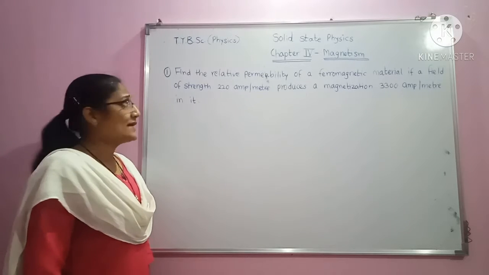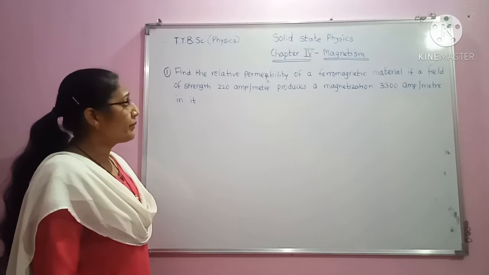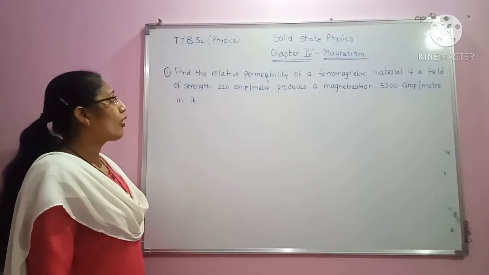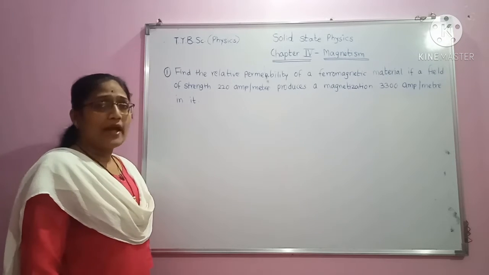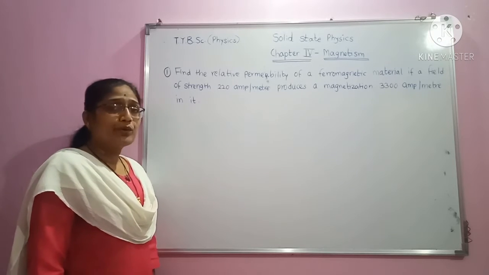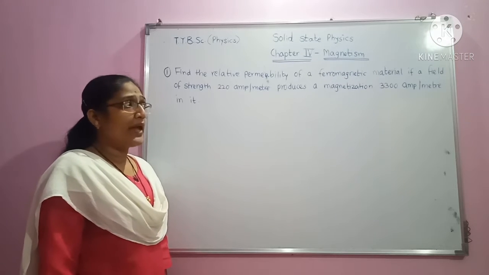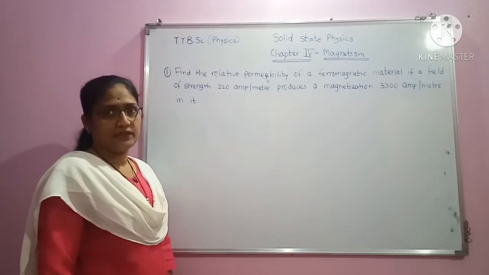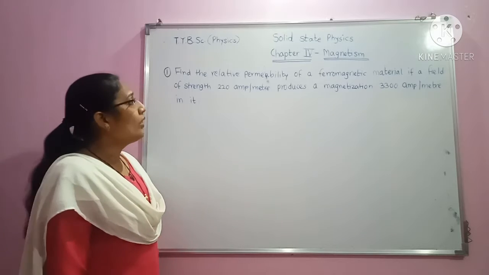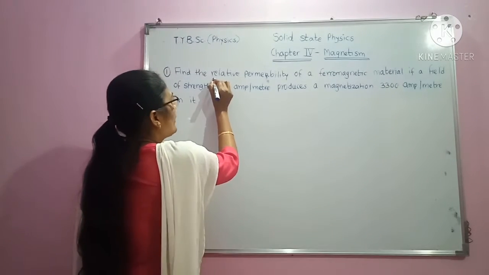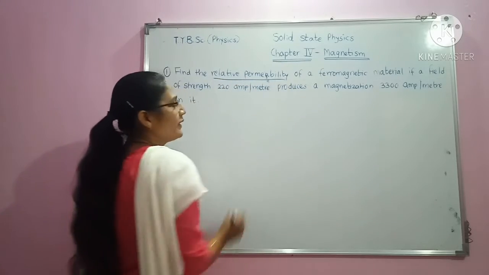Example is given as: find the relative permeability of a ferromagnetic material if a field of strength 220 ampere per meter produces a magnetization of 3300 ampere per meter in it. So, what is the example? In this example, we have to find out the relative permeability.